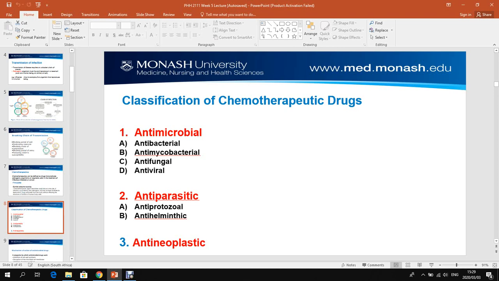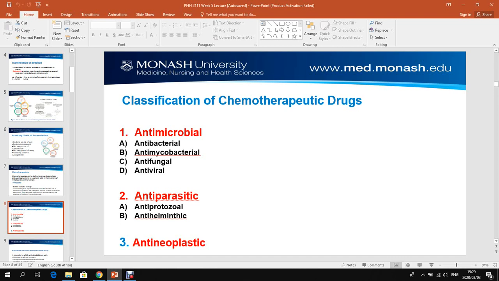And the third group is what we call antifungal. These are drugs that actually eradicate fungal pathogens. The last one, category D, is antiviral drugs, which eliminate viruses. Okay, so this is the first group, which is antimicrobial.